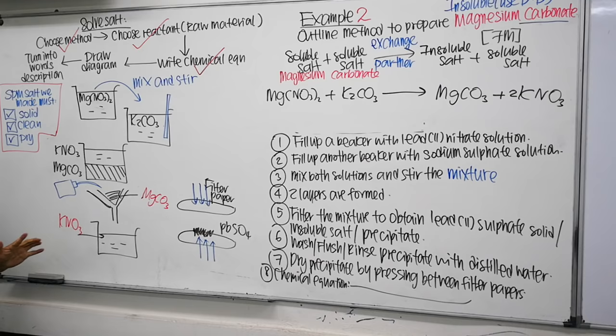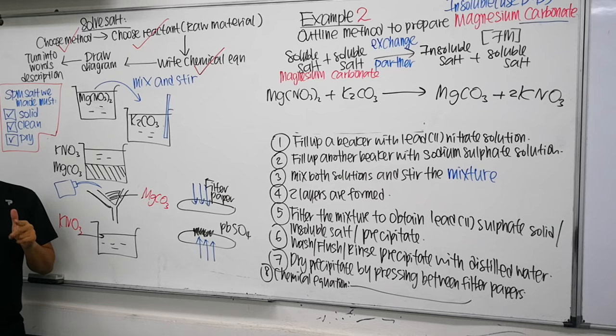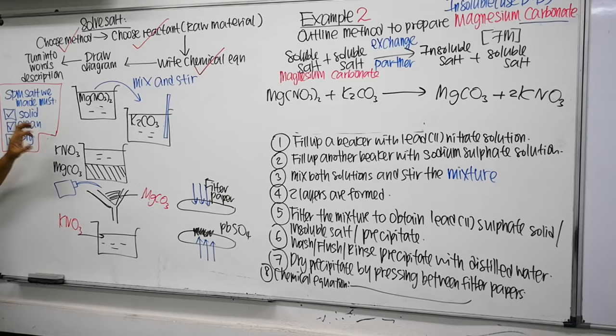Allow me to remind you for the last time for today. All the salt we make in SPM must be clean, dry, and solid. You already have the solid salt because it is an insoluble salt. Insoluble salt must be solid. But it's not clean yet because your magnesium carbonate might still have some potassium nitrate sticking on it. Although you filter, some potassium nitrate is just sticking.